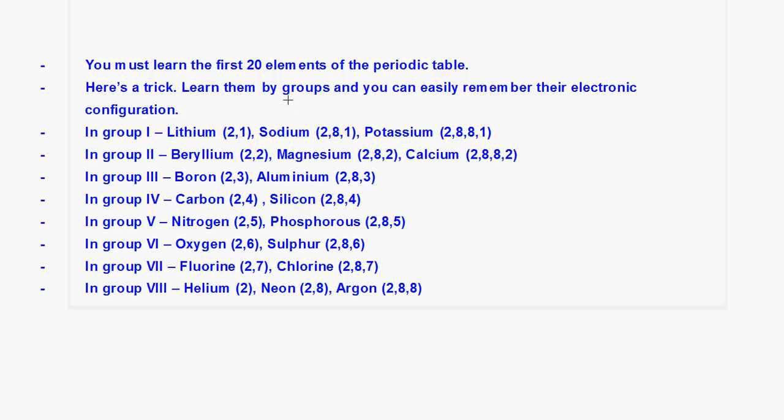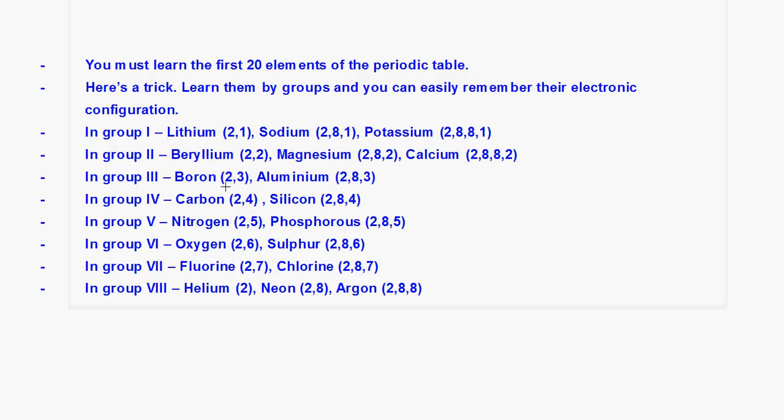Now you need to remember the first 20 elements of the periodic table, and this is a trick that I usually tell my students. You should learn them by groups because it is easier to remember the electronic configuration. So in group 1, all you need to remember is lithium, sodium, potassium, and we know we start off with 2,1, then it should be 2,8,1 and 2,8,8,1. In group 2 we have beryllium, magnesium, and calcium, so we go 2,2, 2,8,2 and 2,8,8,2.